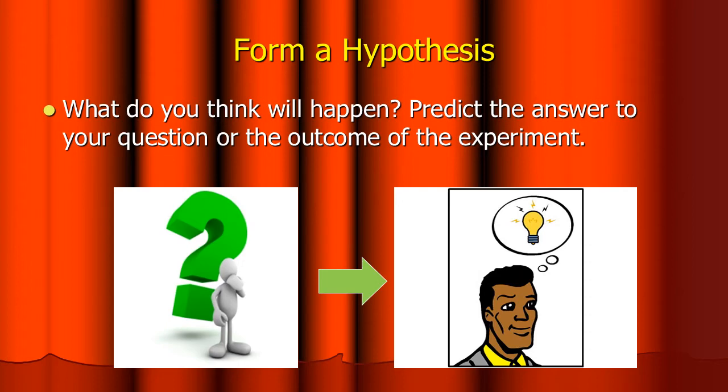Once you've done that, you're going to form a hypothesis. You're going to try to basically answer that question just from what you already know. You're going to take kind of a guess at what you think the answer to the question is that you're trying to find out the answer to. So what do you think will happen? Predict the answer to your question or the outcome of the experiment.